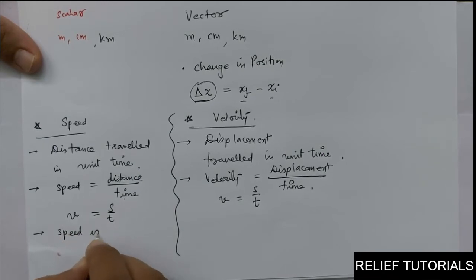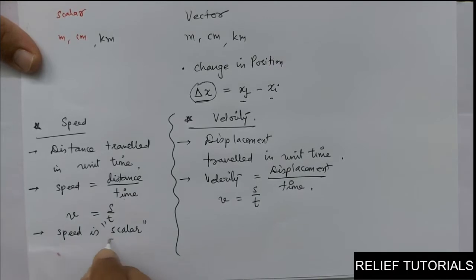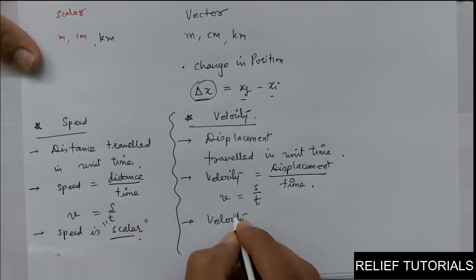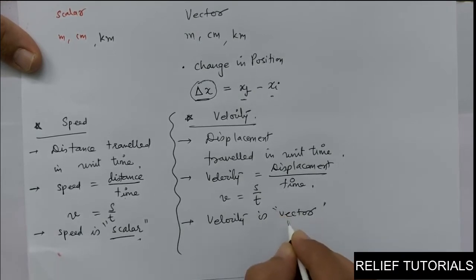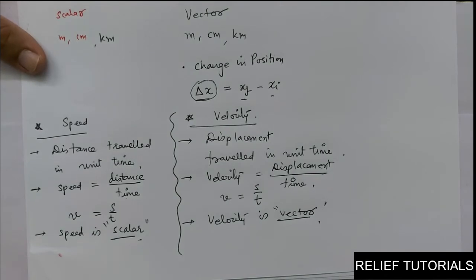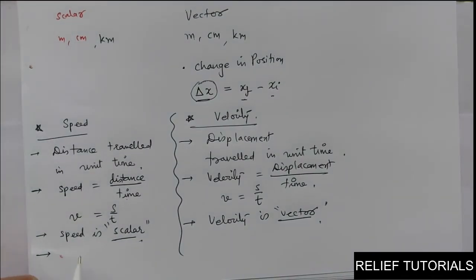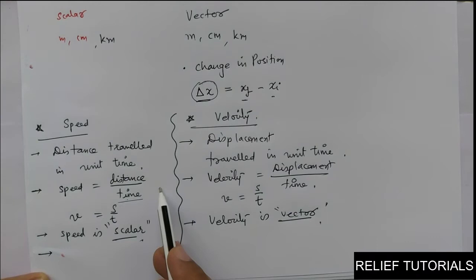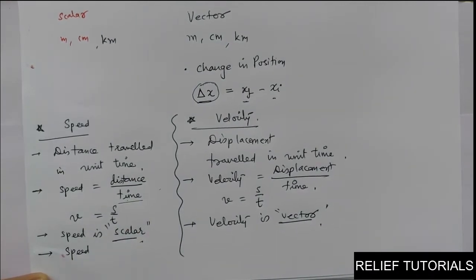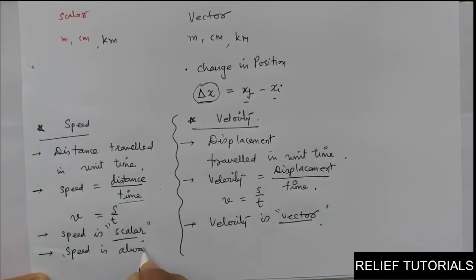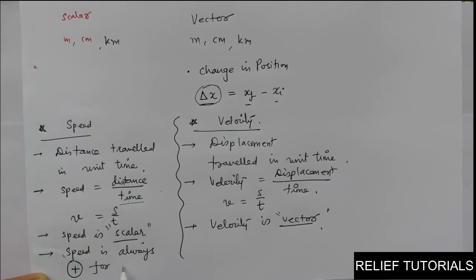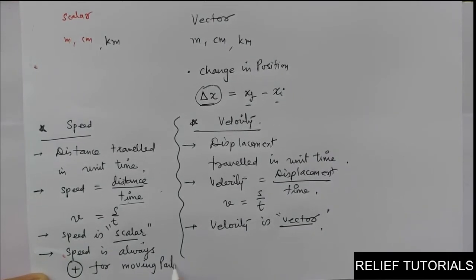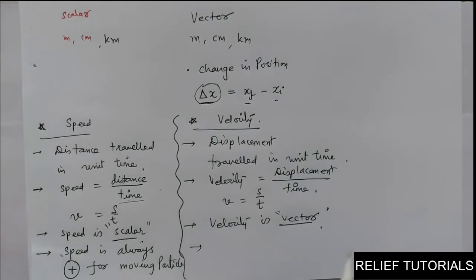So speed is a scalar quantity while velocity is a vector quantity. Speed does not require any direction to mention, while velocity requires. Here the speed depends on distance and time, and time can never be negative, and distance also can never be negative. So distance is always positive, time is always positive, so speed is always positive for a moving particle.